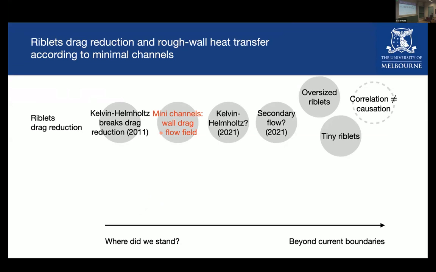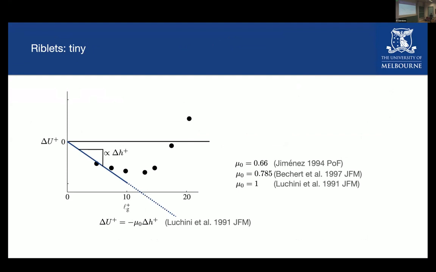So I actually wanted to talk about oversized riblets as well, but I thought I didn't have time. But I want to talk about tiny riblets. This is interesting. I said that the drag penalty was proportional to the protrusion height difference before, okay? But I didn't talk about the constant of proportionality, and that constant of proportionality is actually called mu naught in the literature.